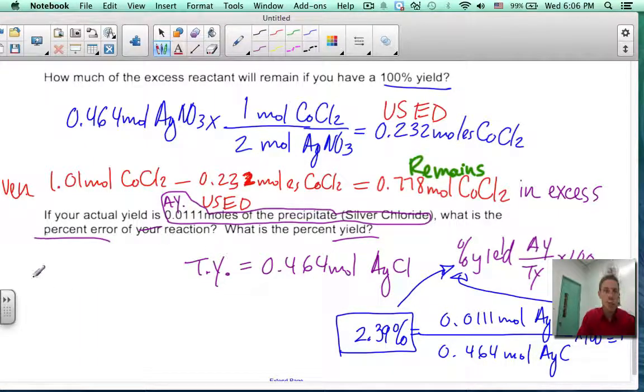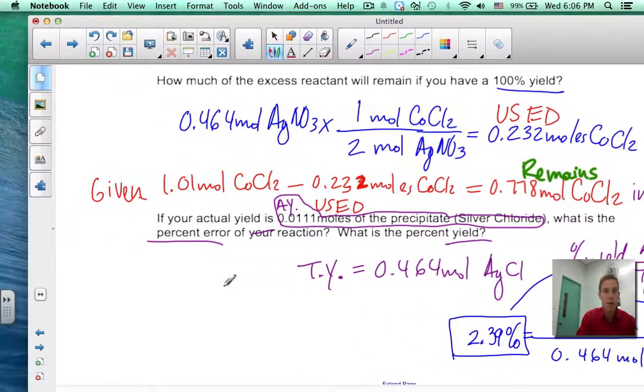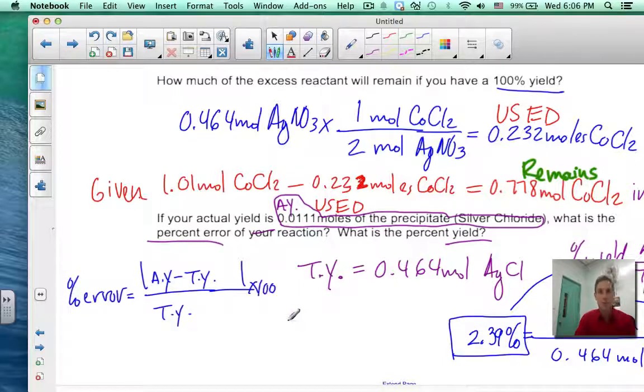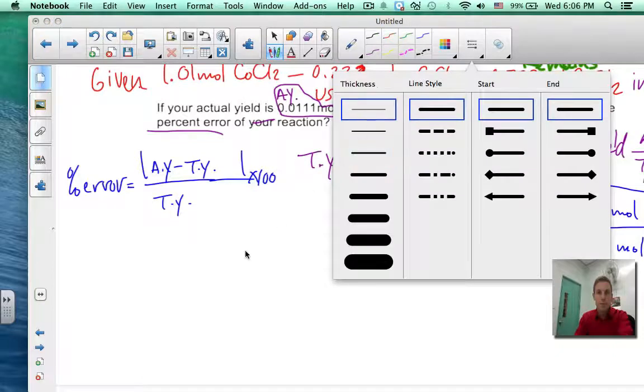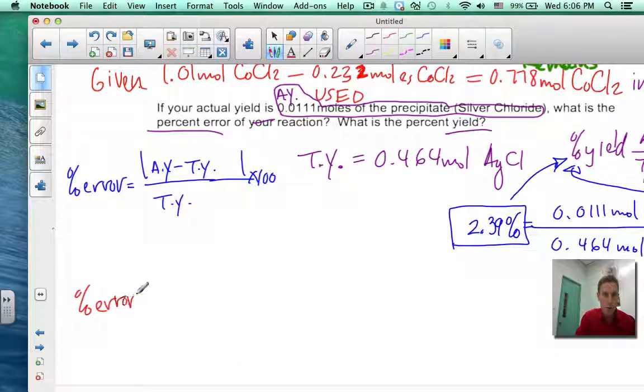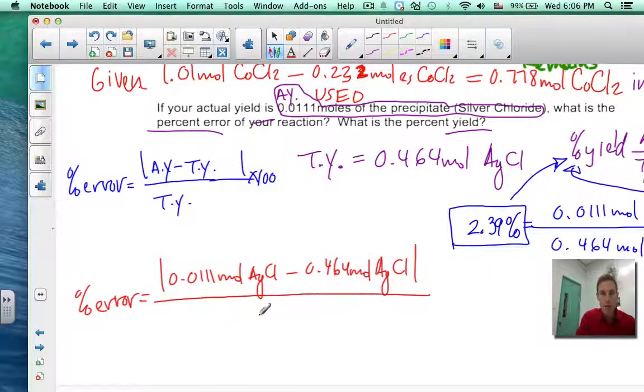Now let's find the percent error. Let's move it over here a little bit so we can get some more room. The percent error is a little bit harder. The percent error equals the absolute value difference of the actual yield minus the theoretical yield, divided by the theoretical yield, times 100. We're going to extend the page down a little bit and do our work right here. Let's do it in red. The percent error equals the actual yield, 0.0111. Let's put some units, that's what we should be doing. I should have put units for the other one, my apologies. Silver chloride minus the theoretical yield, 0.464 moles of silver chloride. The absolute value difference of that divided by the theoretical yield, 0.464 moles of silver chloride.